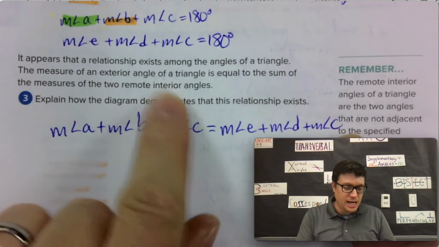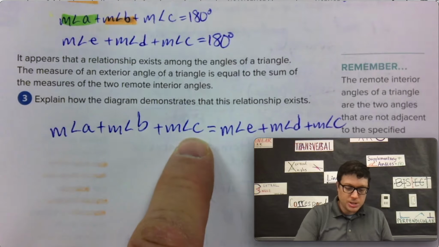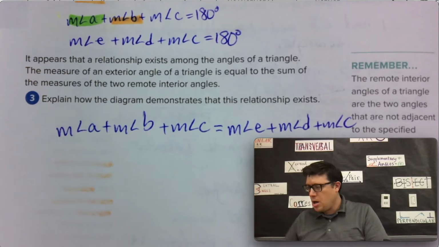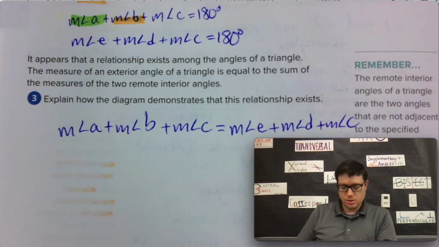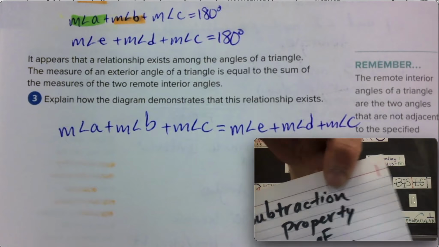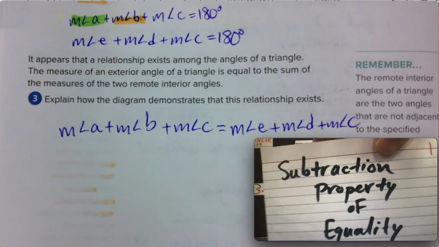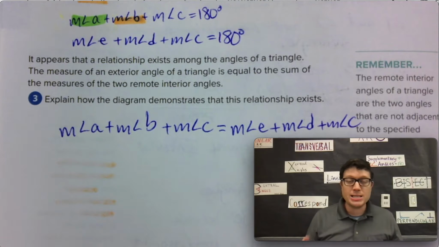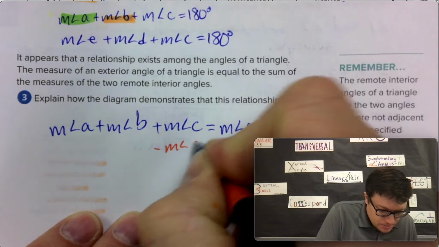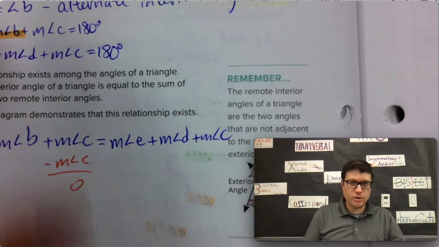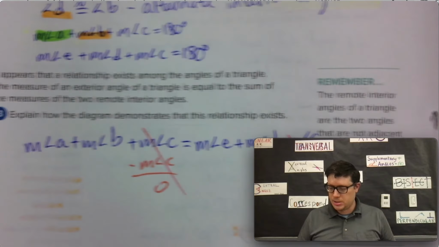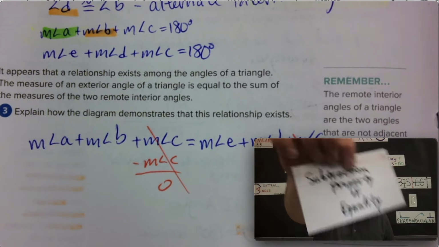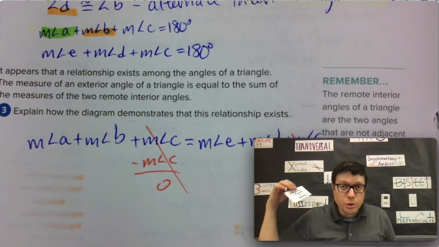It showed up on the left side of the equal sign. It showed up on the right side of the equal sign. And if you have something that's the same on both sides of an equation, using the subtraction property of equality, we can equally subtract angle C from both sides. Get zero. And over here, so therefore, what's left is also a true statement. I mean, if it wasn't equal, then you wouldn't have truth in your value.